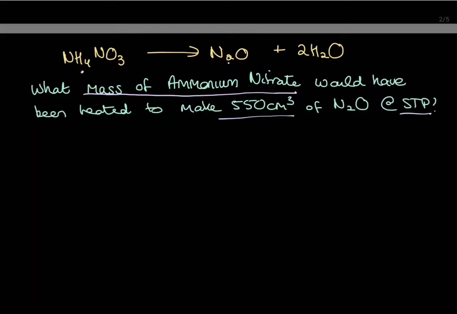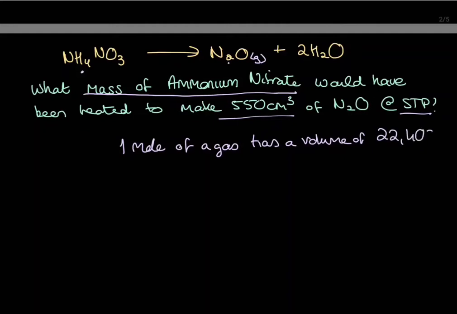So our dinitrogen oxide is a gas. I don't need to know that because it is said in the question. I've just taken out some of the wording in the question. So that is a gas, and it's at standard temperature and pressure. And we know that 1 mole of a gas has a volume of 22,400 centimeters cubed. So that's important to remember.